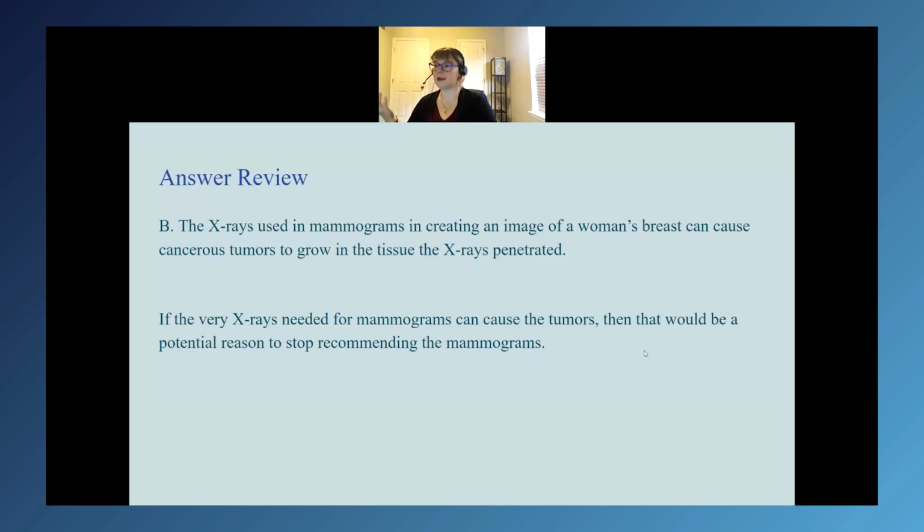So we're going to go through all of the things that resolve the paradox, because this is an accept question. The x-rays used in mammograms in creating an image of a woman's breast can cause cancerous tumors to grow in the tissue the x-rays penetrated. So if the mammograms themselves are causing cancerous tumors to grow, then that would be a reason that doctors might not want to recommend them, even if they're great at finding tumors, as they're also causing tumors. Not ideal.